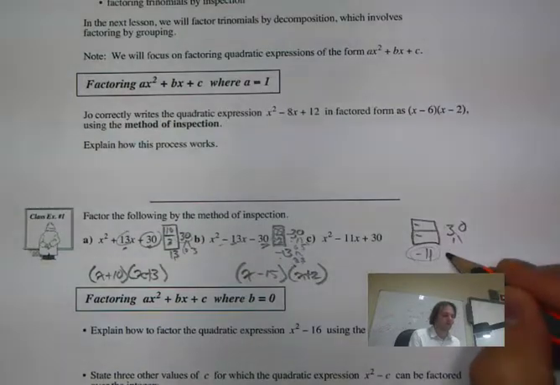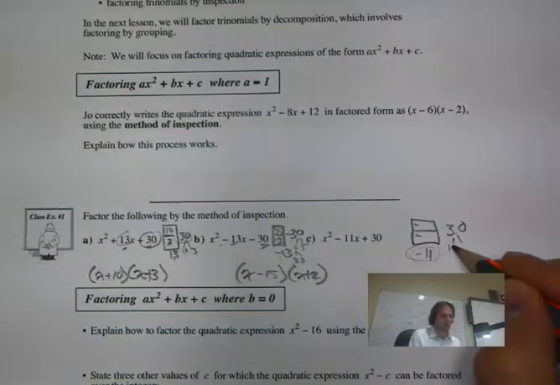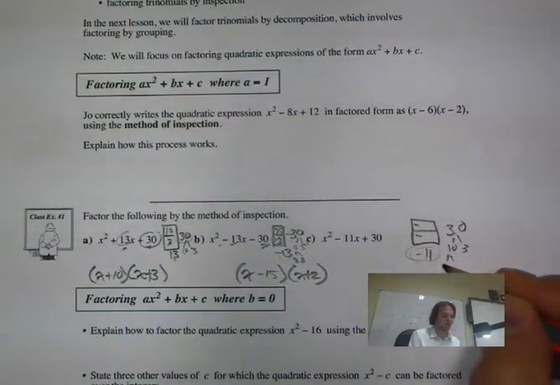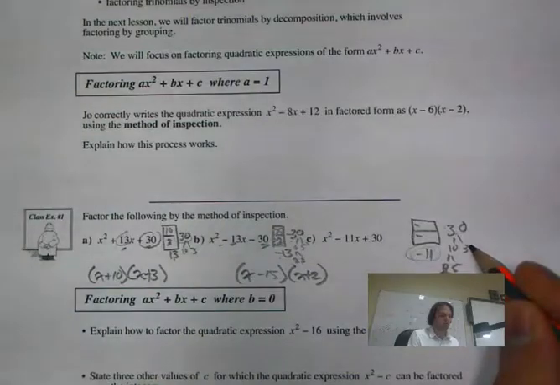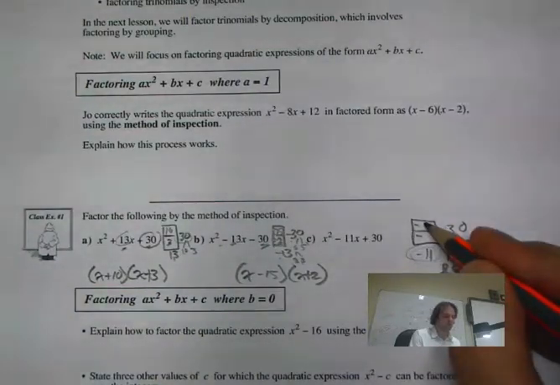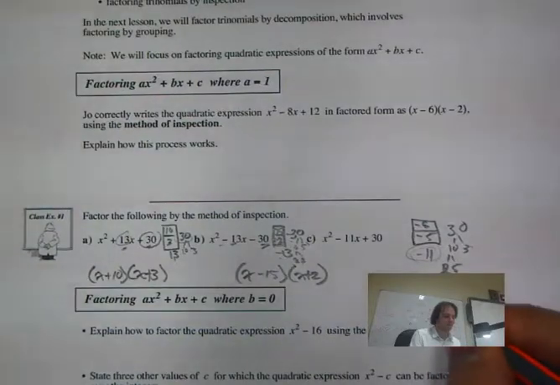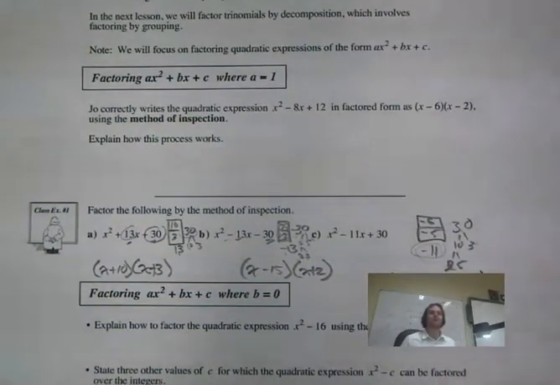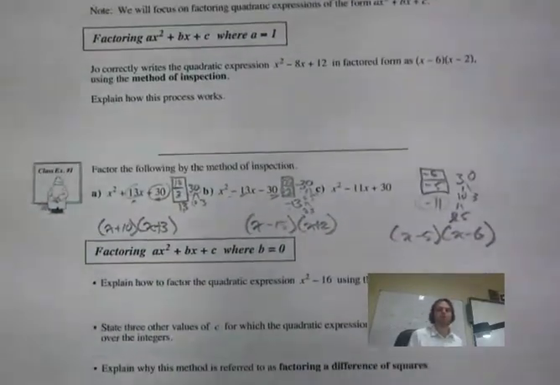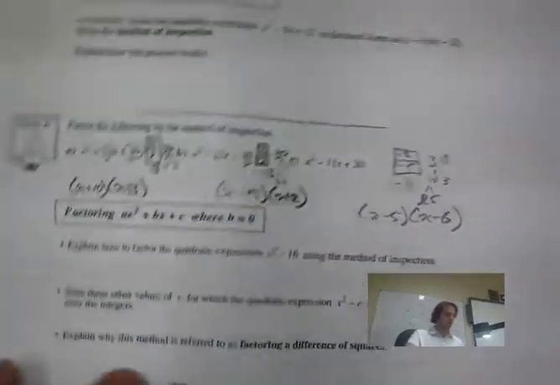I break this down, we could have 10 and 3. Nope, I add those together, it gives me 13. 6, or 2 and 5. Well, 2 times 3 is 6, plus 5 is 11. So we have 6 and 5. So we have x minus 5 and x minus 6. And that's how we factor. Okay? So hopefully you understood that, and that's our first little bit of review.